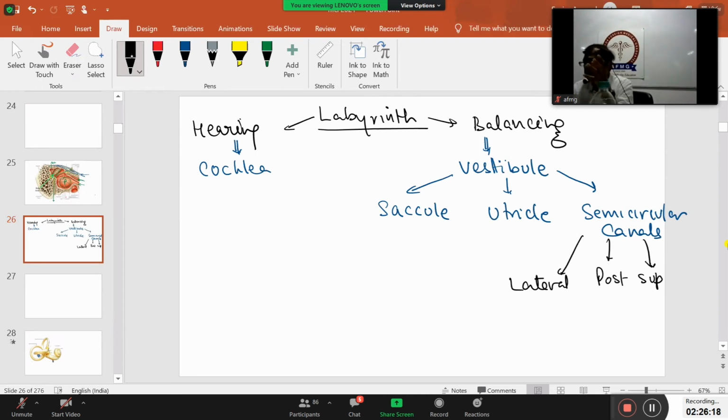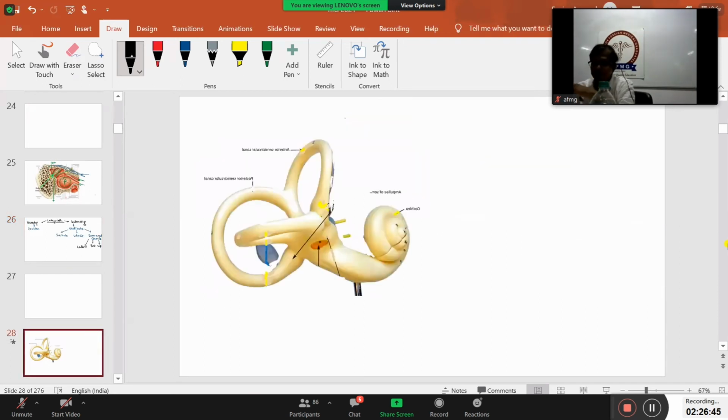But what is this labyrinth made up of? Actually, the labyrinth has two coverings. There is an outer covering of the labyrinth, and if you go inside, there is another covering. The outer layer is made up of bones. It's called the bony labyrinth. If you go inside, there is another layer made up of membranes, and that's called the membranous labyrinth. So there is a bony labyrinth which looks like this. This is how a bony labyrinth looks.